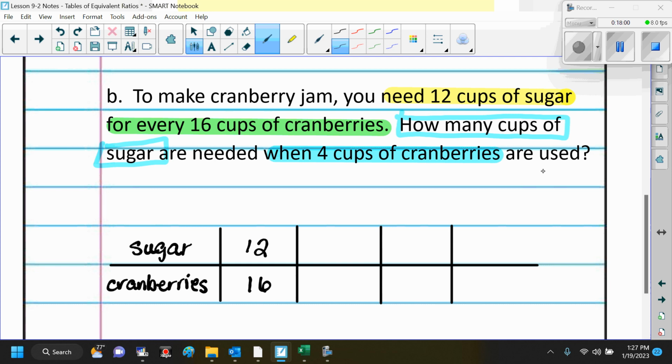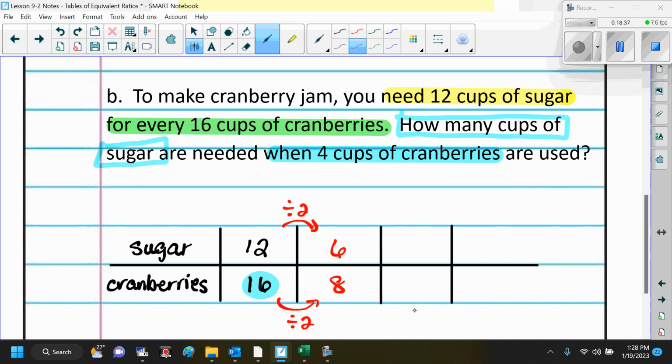12 to 16. Now, we want to get to what? 4 cups of cranberries. Okay? We want to get to 4 cups of cranberries. So we're going to start with the 16 cups of cranberries. So, let's go ahead and divide by 2. So we're going to divide by 2 here, divide by 2 here. So that's going to be 12 divided by 2 is 6, and 16 divided by 2 is 8.